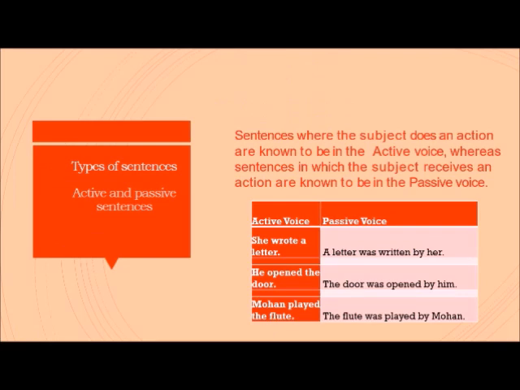Sentences are of two types, active and passive. The sentences where the subject does an action are known to be in active voice. For example, she wrote a letter. But the sentences in which the subject receives an action are known to be in the passive voice. For example, a letter was written by her.